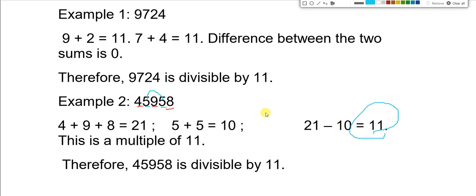So according to the rule, if the difference is 0 or a multiple of 11, then the number is divisible by 11. So here the difference is a multiple of 11. 11 ones are 11. Therefore we can say that 45,958 is divisible by 11. Okay. So that's all. Thank you.